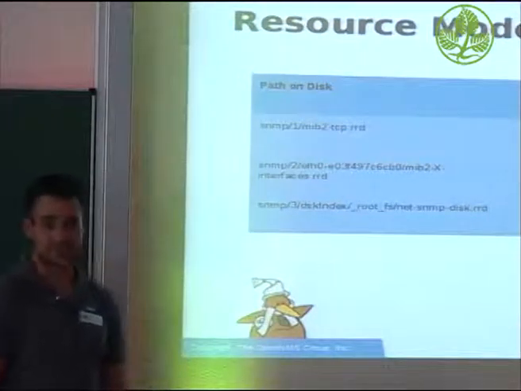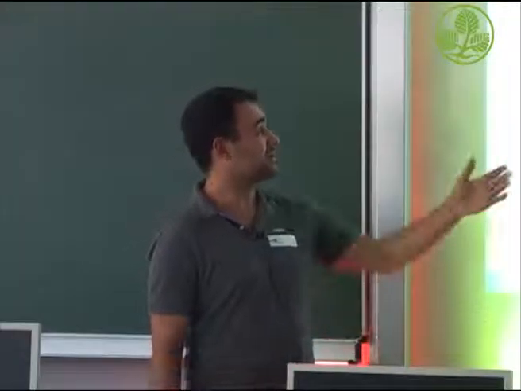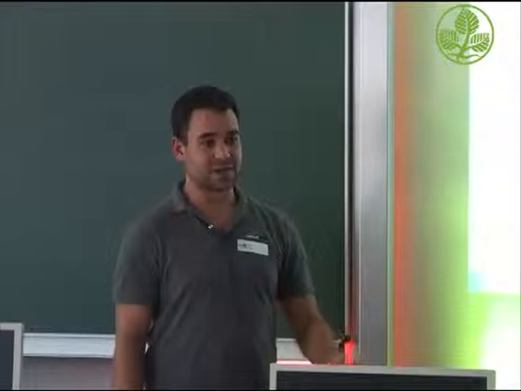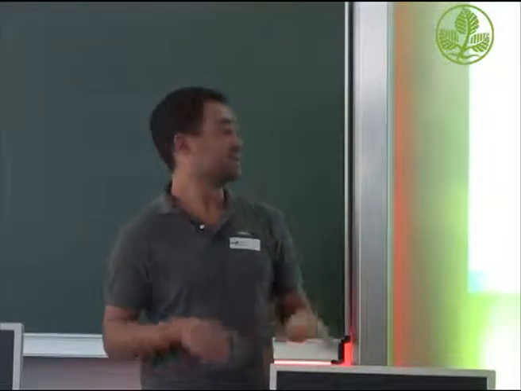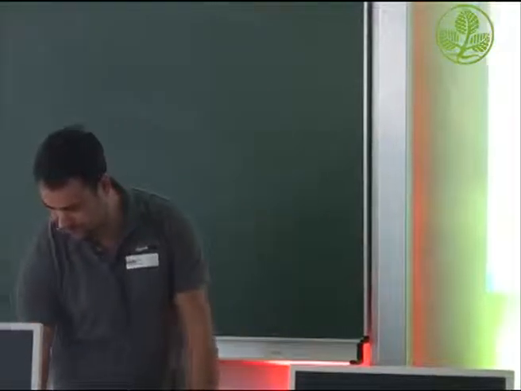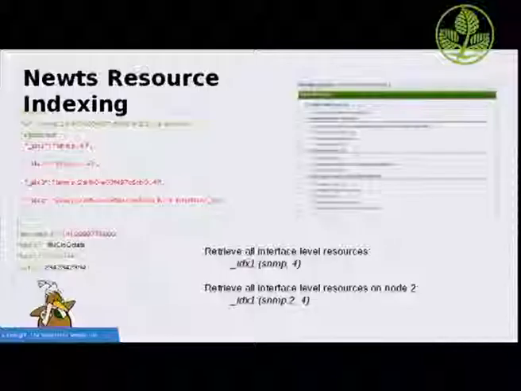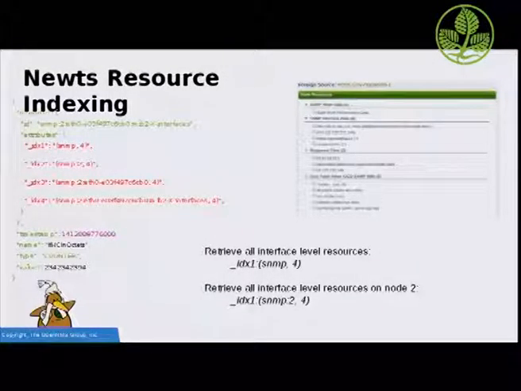With OpenNMS, everything was based on these resource IDs, so we wanted to bridge that concept over instead of having to rewrite all that. The way that we approached that was as follows. The resource ID in Newts is equivalent to the path on disk of the RRD files. Those were unique, because every RRD file would have its own path on the file system. So what we did was just bring that over here.